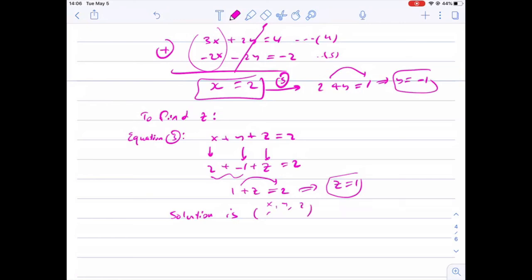So the solution is x, y, and z. x is 2, y is negative 1, and z is 1. So we got one solution which consists of a value of x, a value of y, and a value of z. So this is consistent. The system is consistent, and we have only one solution.